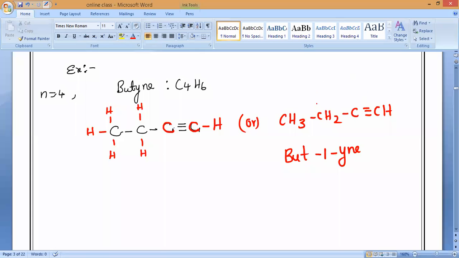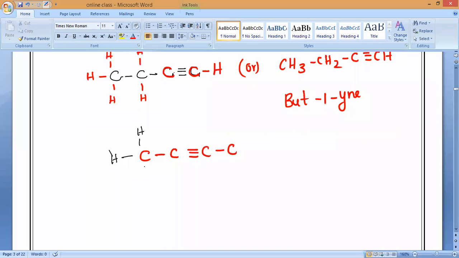Next, second one. This triple bond will shift to here. Now tell me how the structure will come. C, single bond, C, triple bond, C, single bond, C. Just the triple bond changes position. Number of hydrogens: first carbon, 3 hydrogens. Second carbon, already filled. Third carbon also already filled. Last carbon, 3 hydrogens. That's the whole structure.